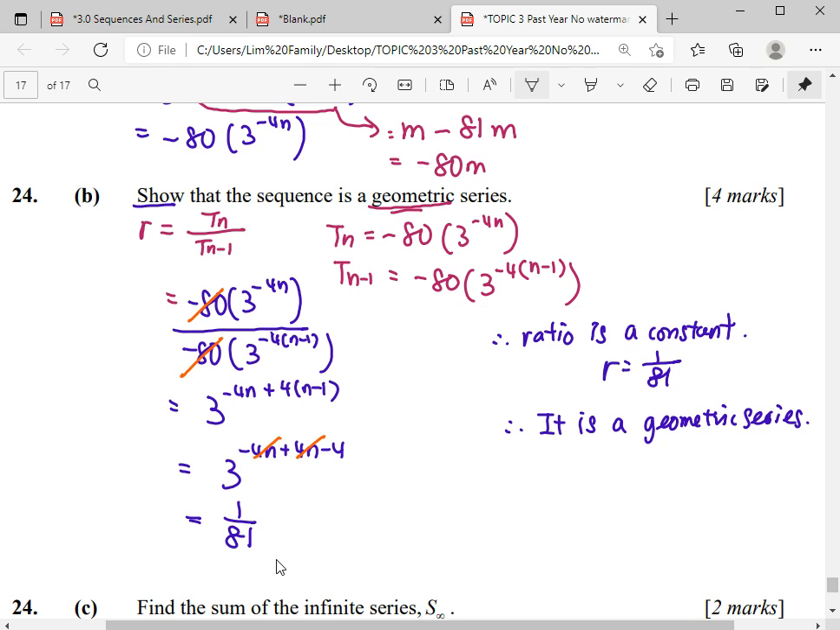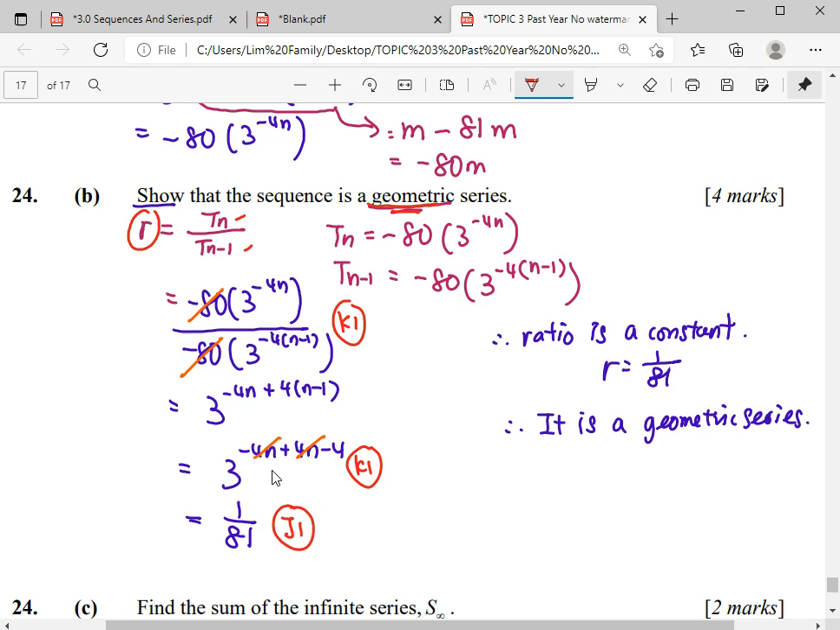Then we see the important concepts that test us here for 4 marks. The first mark is how you understand a geometric series by using the common ratio Tn over Tn minus 1. This is the concept they want to see. And then another important concept involved here is how we simplify our indices. This is our basic chapter 1 topic. And we get the final answer 1 over 81.